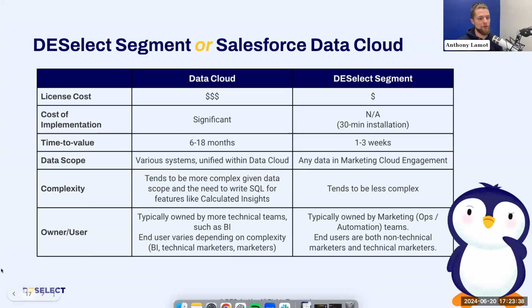And then lastly, the owner is typically different too. So Data Cloud, while it is an important tool for marketers, and it's also positioned as such, in reality, it is typically owned by more technical teams. It might be owned and mainly used by, for instance, BI teams. And the end users will also vary depending on the complexity. It could be BI, it could be technical marketers, or maybe even non-technical marketers. Whereas DESelect segment, since it's part of the Marketing Cloud engagement stack, will typically be owned by marketing. And so it will be used by, if not the end users, marketing operations or maybe some other technical marketing team like marketing automation.